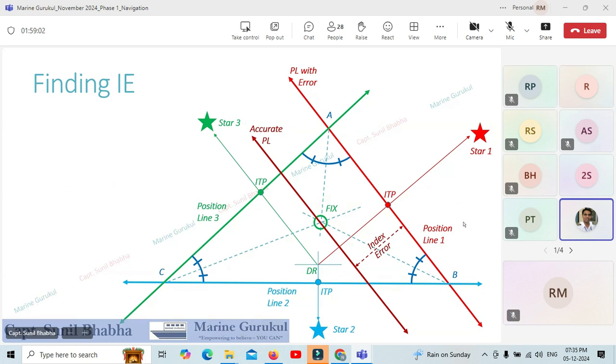Now we have obtained the magnitude of the index error which was present in the sextant. The second thing which now needs to be found out is the sign of this index error. We are aware that the index error of a sextant can be on the arc or it can be off the arc. So how do we find out whether it was on or off in this particular case?